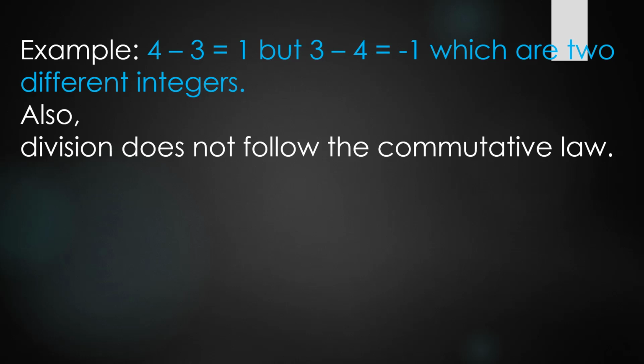Also, division does not follow the commutative law. That is, 6 divided by 2 gives you 3 and 2 divided by 6 gives you 1 by 3. Hence, 6 divided by 2 is not equal to 2 divided by 6.